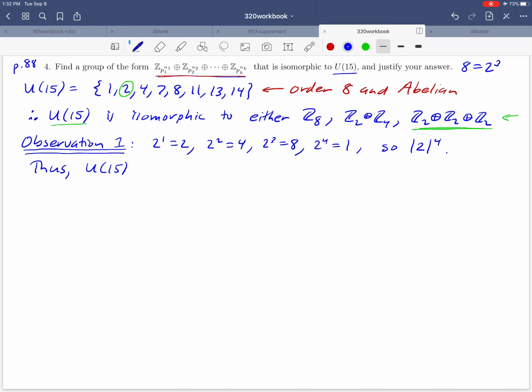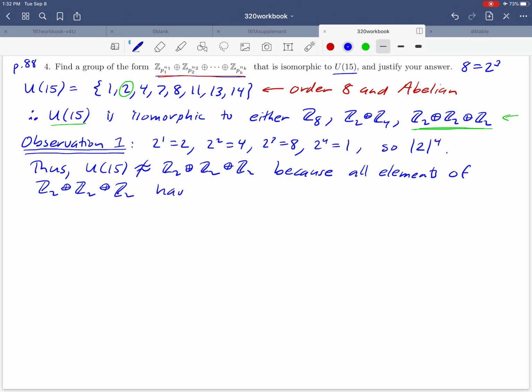So U of 15 is not isomorphic to Z2 plus Z2 plus Z2, because all elements of Z2 plus Z2 plus Z2 have order 2 or less. None of them have order 4. Okay, good. So we have ruled out Z2 plus Z2 plus Z2. And we're going to make another observation, which is going to rule out a second one of those 3.